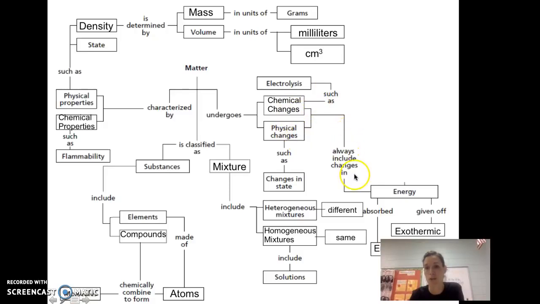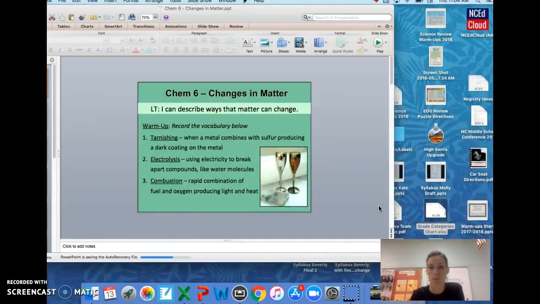These changes always include changes in energy. Energy that is given off is exothermic. Energy that is absorbed is endothermic, and something like an ice cube absorbs heat and so it starts to melt. That's going to be an endothermic reaction.